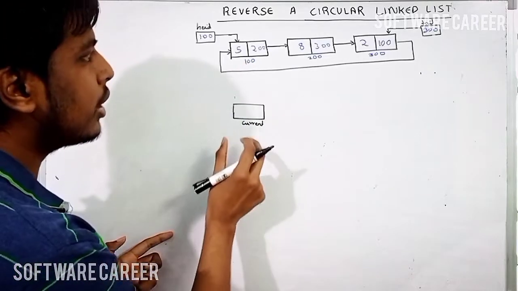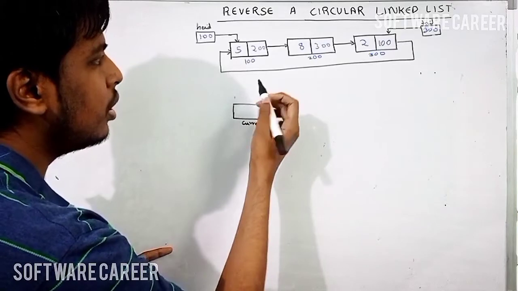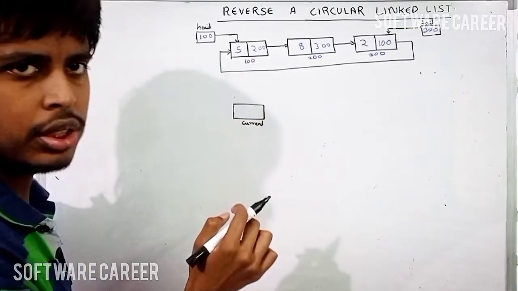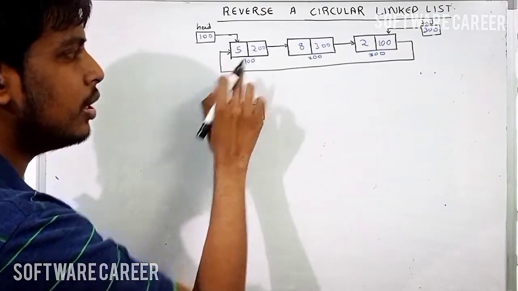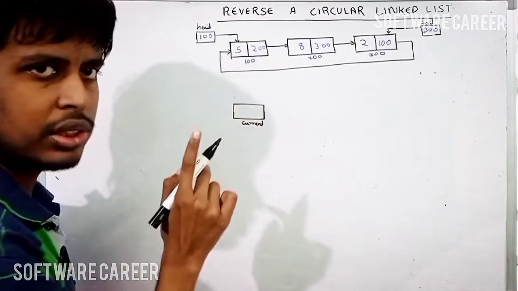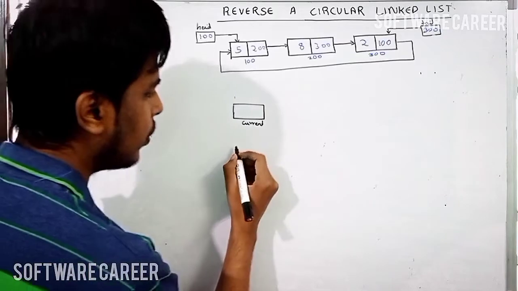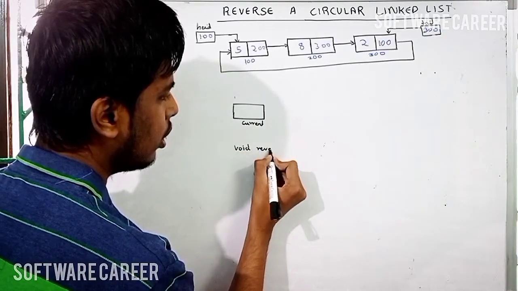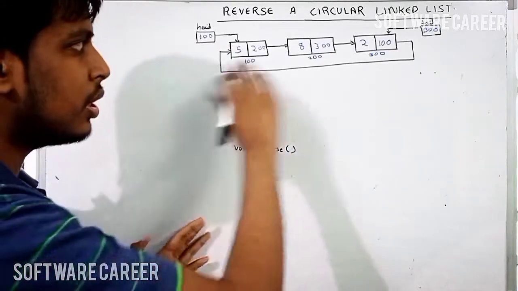Now how can you access the first node? It should point to the first node, which means the address of the first node, that is 100, should be stored here. Now how to get 100? The head pointer has the 100 address, because head is a pointer which stores the address of the first node, so you can access it through head. So I am writing the code. First I will write the function void reverse. This is the function which is used to reverse a linked list.